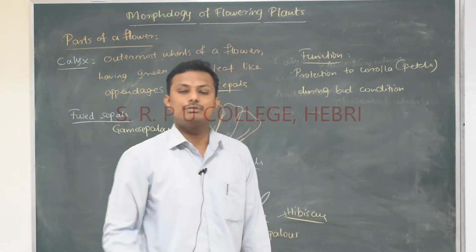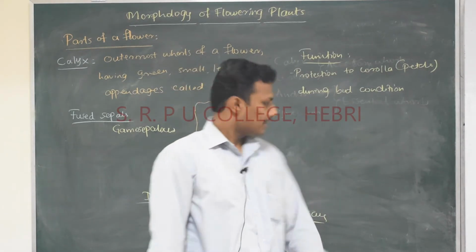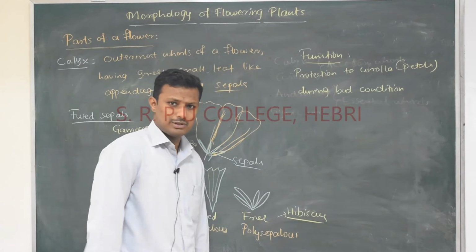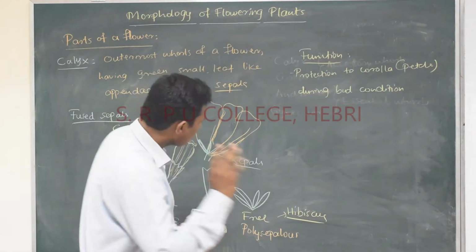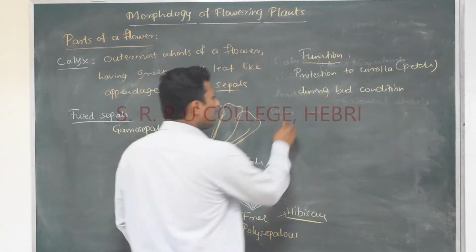Any green part of the plant body can be said to be involved in the process of photosynthesis. Yes, so photosynthesis also can be one of the functions of this one. So this is about the calyx. Now let us see about the corolla.